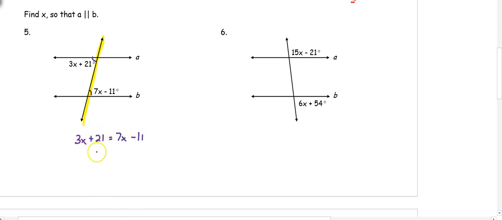First I'm going to subtract 3x from both sides. And then I'm going to add 11 to both sides. So 32 equals 4x. Divide and we get x equals 8.